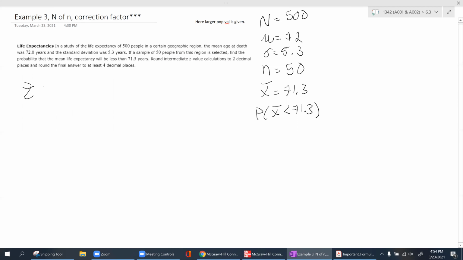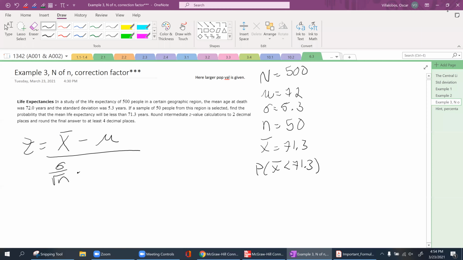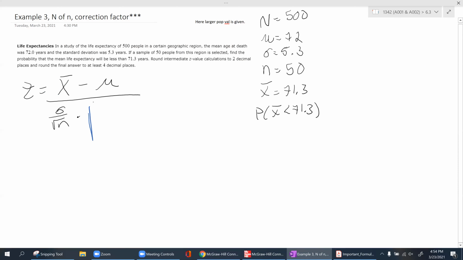Z is equal to X bar minus mu over your standard error times the correction factor. So now I'm not going to ignore my correction factor. Let me go ahead and type it in with a different color. This correction factor is going to be large N minus small n over large N minus 1.